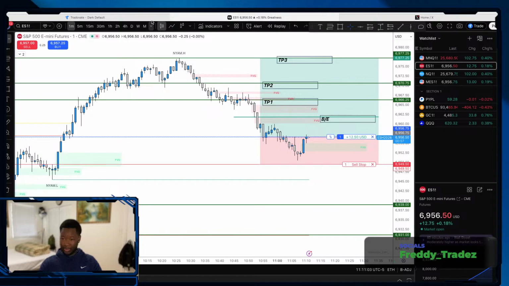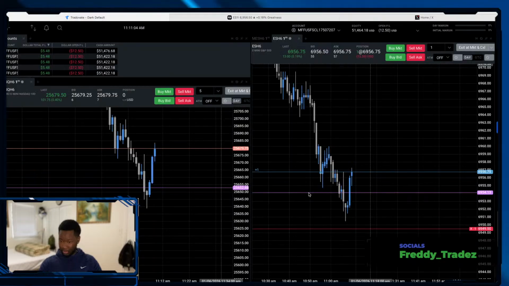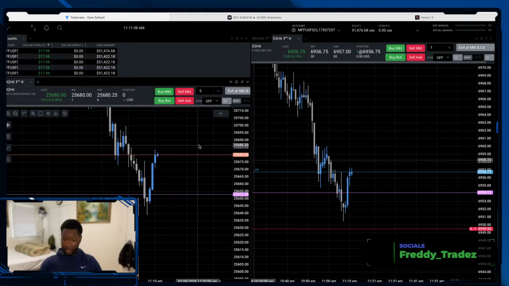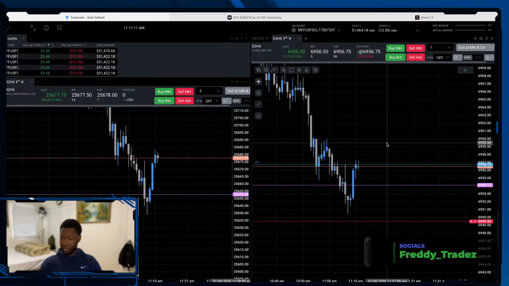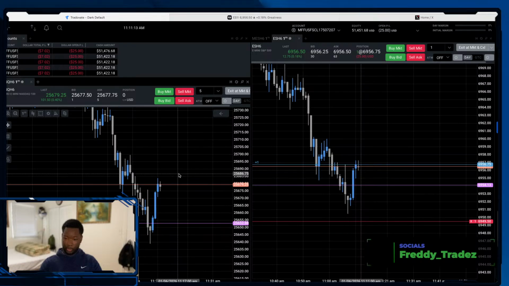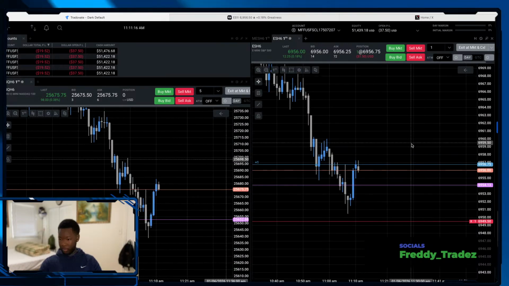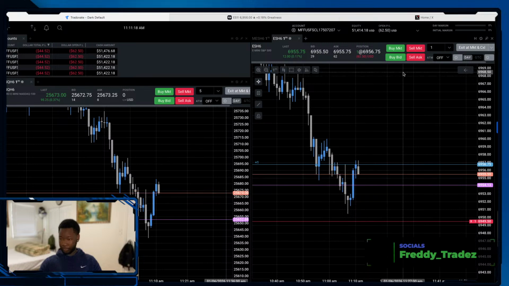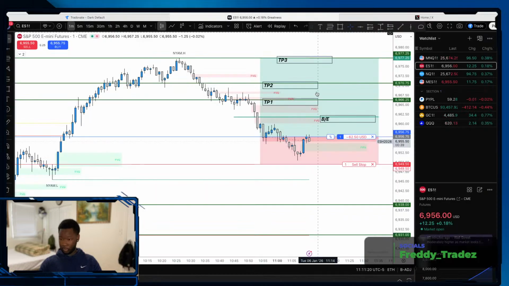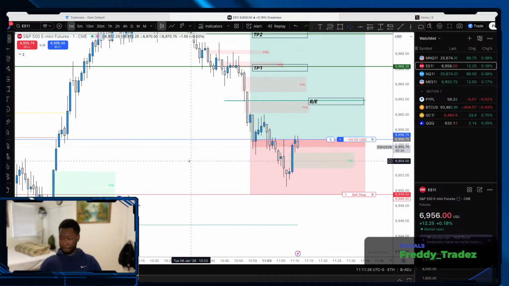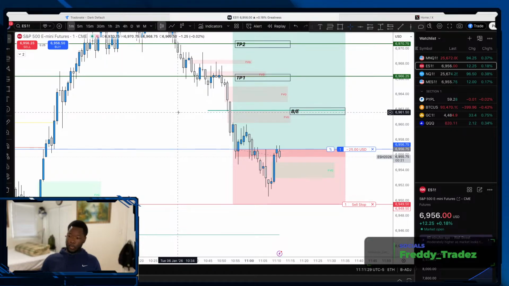The only thing I don't like, it seems like NQ is a bit stronger than ES for now, which is unfortunate. Okay, yeah, let's see what we get. What I don't want is for us to chop, so hopefully we don't just chop around my entry.